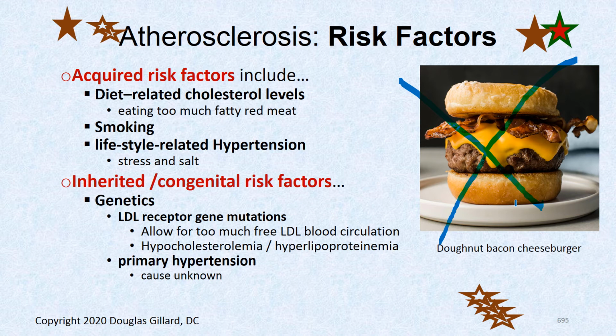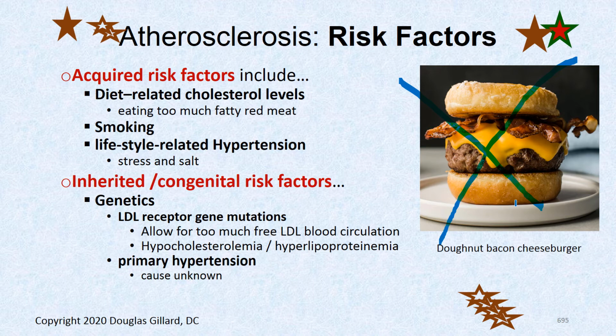But these acquired risk factors are things we can control, like dietary cholesterol levels, too much red meat, and too much animal fat. Smoking is just as bad, if not worse. And then hypertension. Why hypertension? Because it causes atherosclerosis, as we'll see.